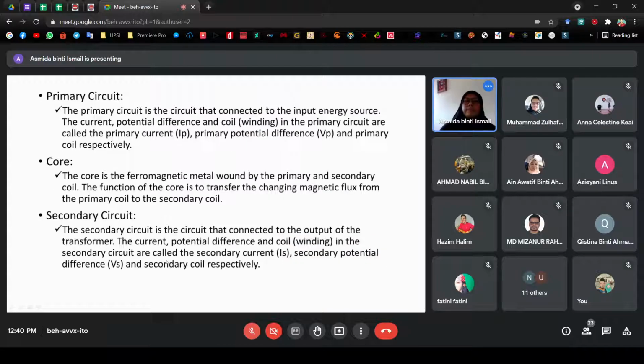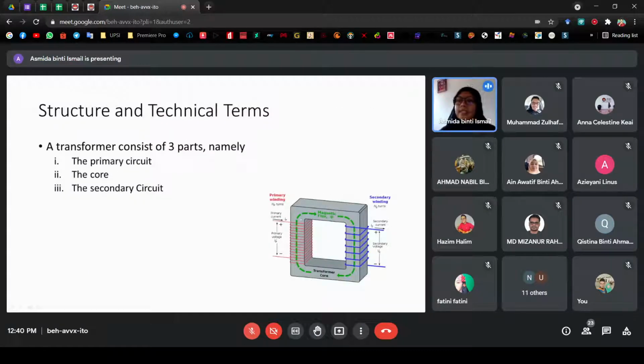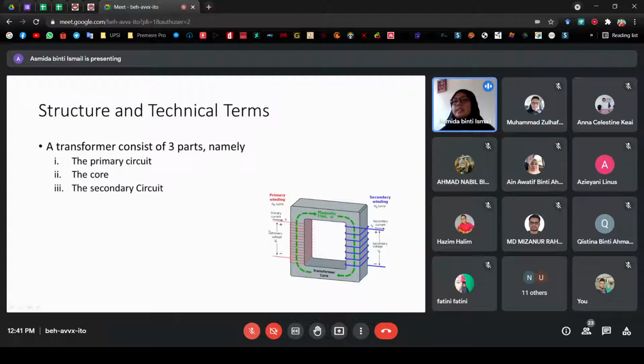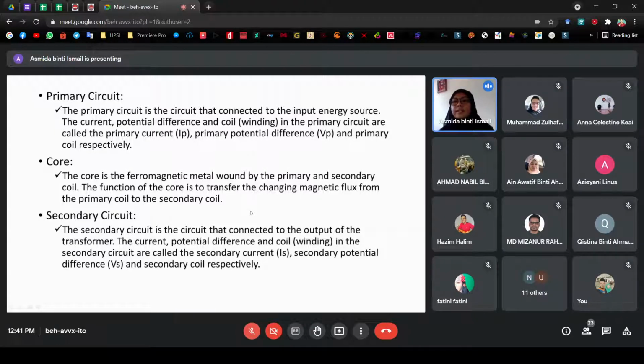Okay, the core is the ferromagnetic metal wound by the primary and the secondary coil. The function of the core is to transfer the changing magnetic flux from the primary coil to the secondary coil. Okay, so this is the magnetic. Actually, this is the magnet. Okay, so it will transfer this into this. Okay, so if you have a voltage or current here, it will transfer the voltage and current to this from the primary to the secondary. Okay, and the secondary circuit is the circuit that is connected to the output. Okay, so this is connected to the output, and this is connected to the input. Okay, we call it as the secondary.